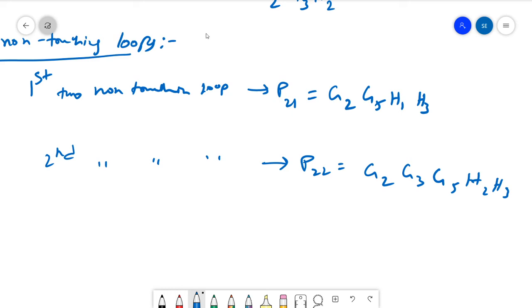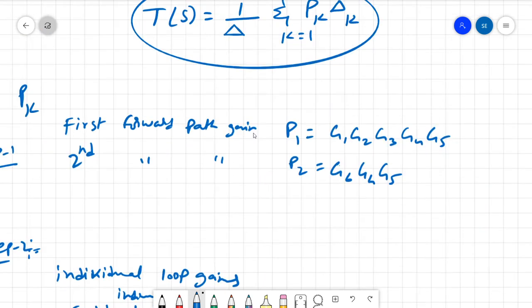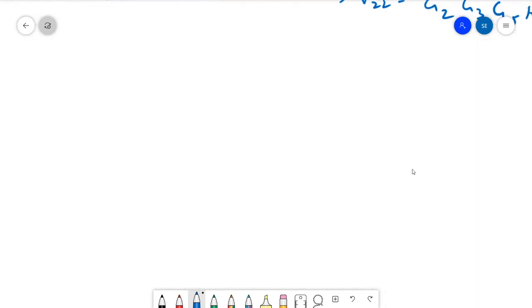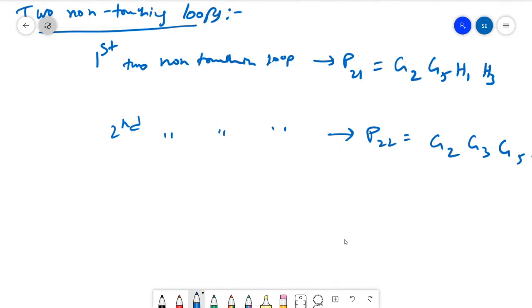Now what we have to check is, are there any three non-touching loops? There are only three loops actually, and this loop and this loop are touching. G2 G3 H2 is touching with G2 H1, right? There is a common node here, so we can't consider three non-touching loops. So there are no three non-touching loops.